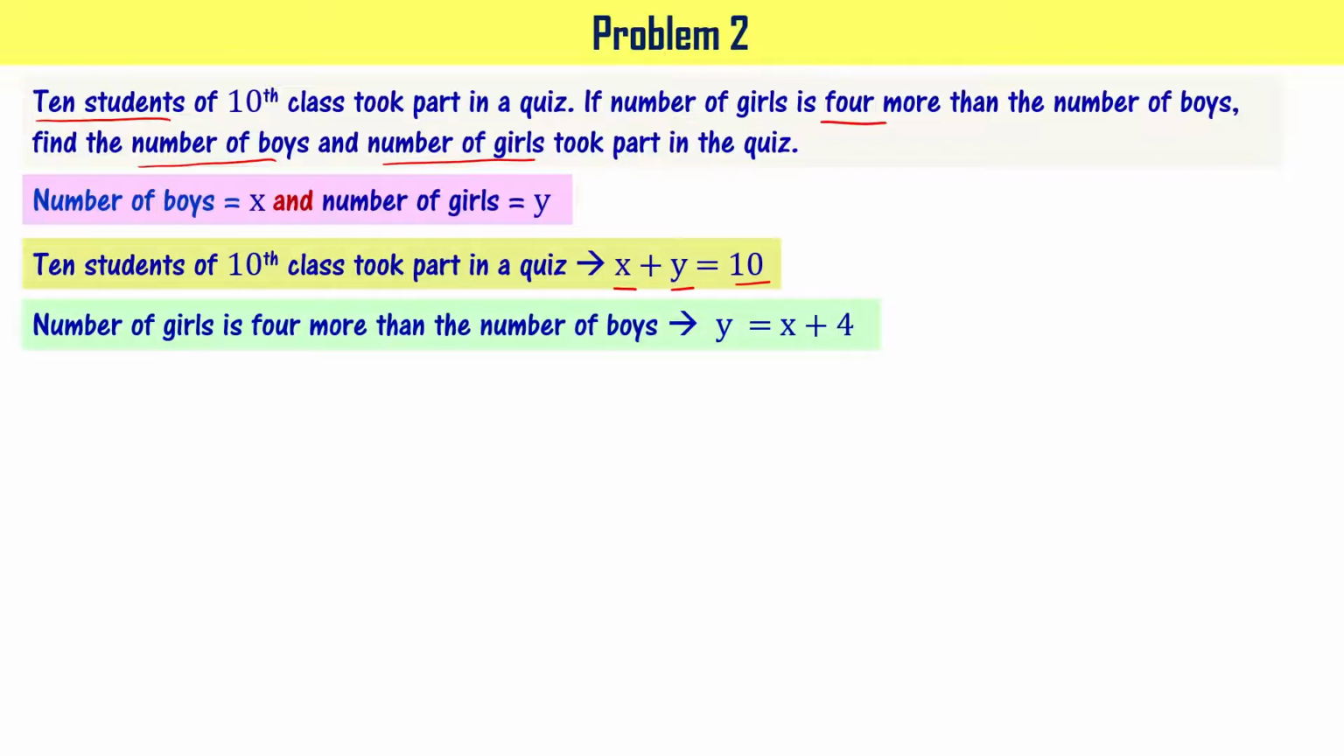The second statement says that the number of girls is 4 more than number of boys. It means y, that is number of girls, equal to number of boys plus 4, right? y equal to x plus 4. This equation can be written as minus x plus y equal to 4.